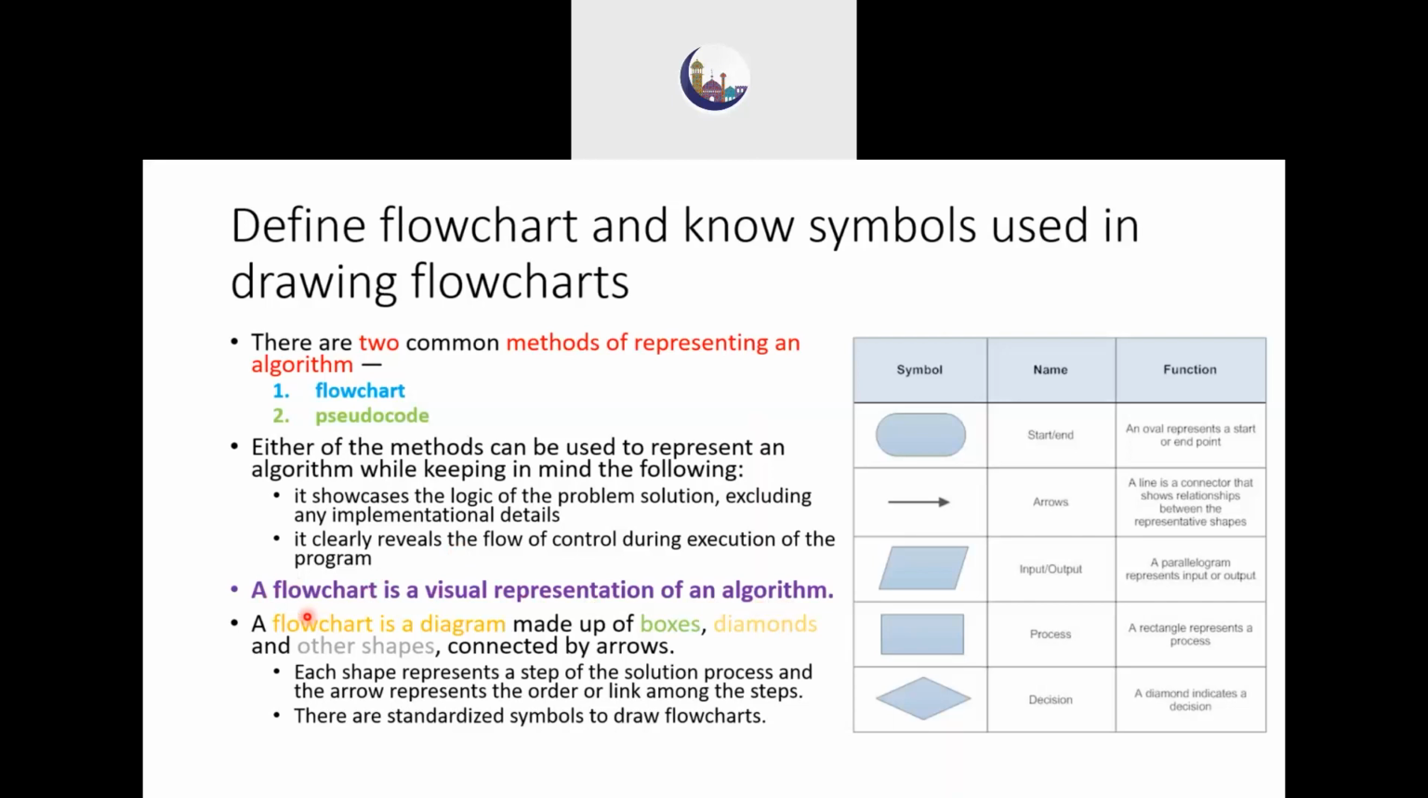And whatever flowchart is there, it's nothing but a diagram composed of boxes, diamonds, and other shapes. Basically, those boxes, diamonds, and other shapes are connected with arrows. Here diamonds are not the jewels, it's basically this symbolic notation which is used for decision making. What is the name of each symbol, I have clearly written here, and what are its functions? Why do we use them? I have written it here. Please go through them.